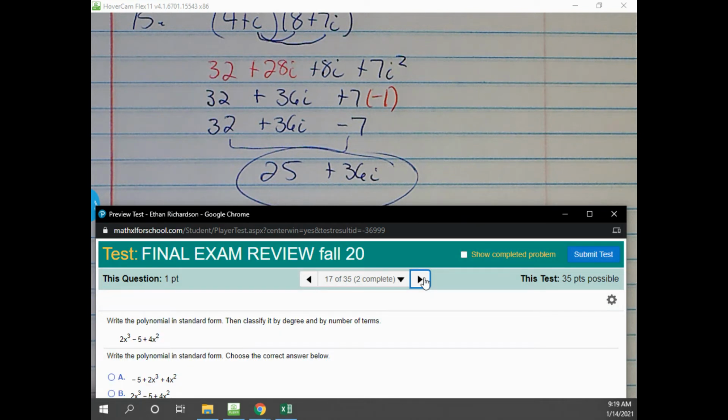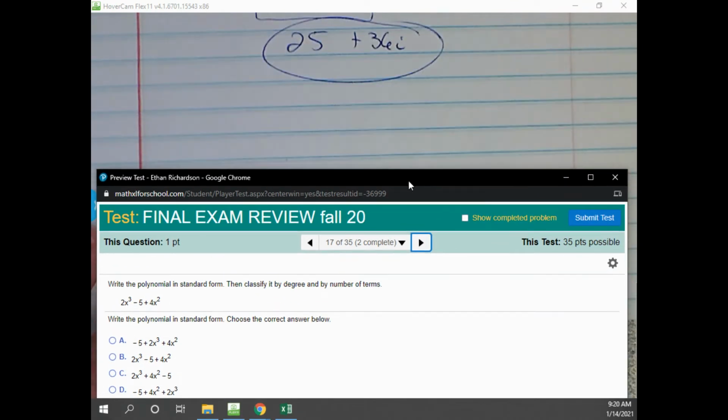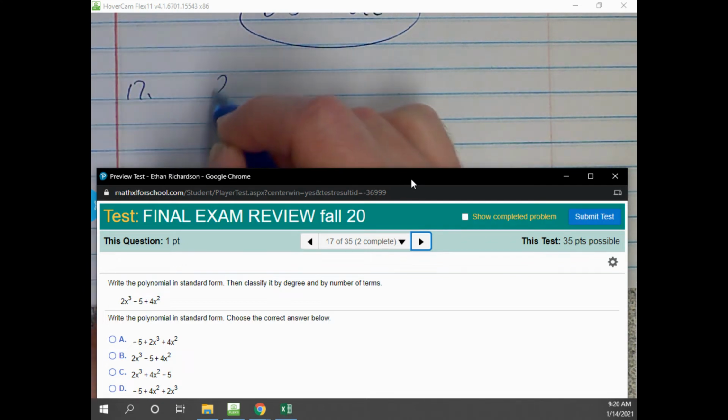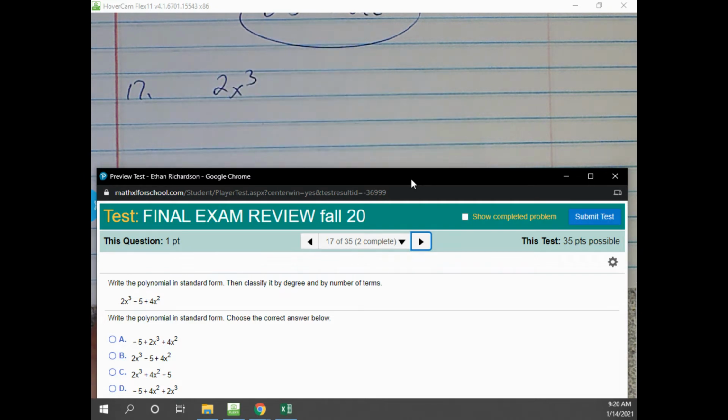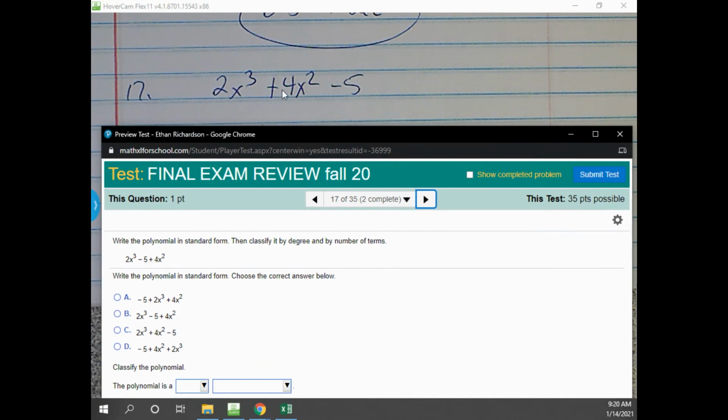Okay, 17. We're writing the polynomial in standard form, then classify it by degree, and then by the number. So this is one that all we're going to do on this one is pretty short. Standard form, you basically start with your highest power number first, so that's your 2x to the third. The next thing is the x squared. There is no x term, and then we've got just the minus 5. Okay, so start with your highest power, and then just make it go down. For this one, that would be C.